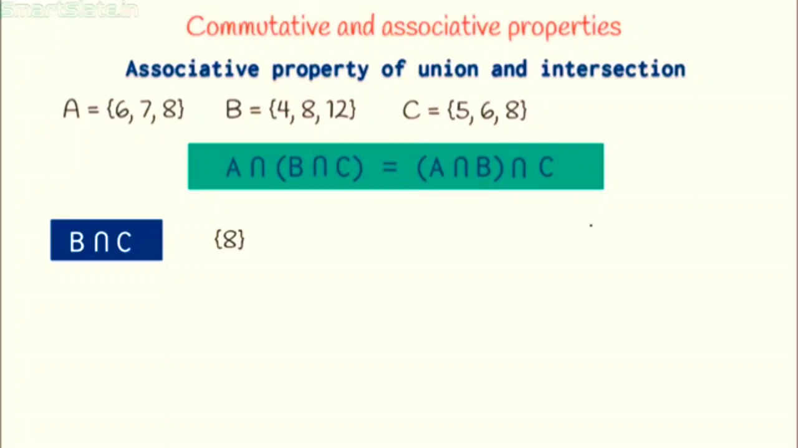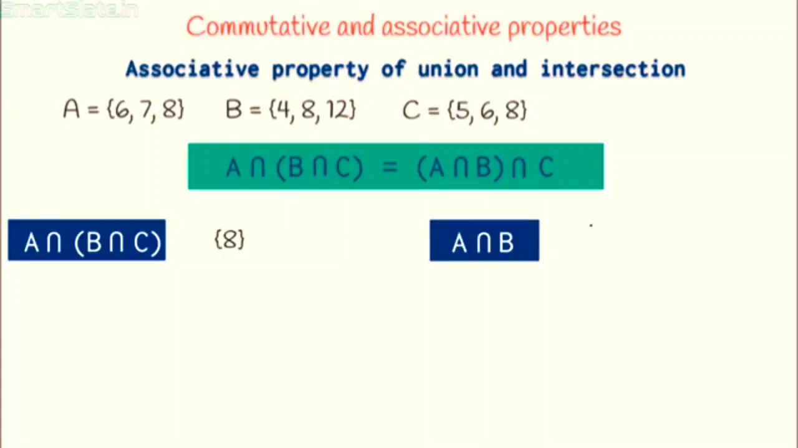First, the intersection of B and C is 8 because the only common element is 8 between these two sets. Again, the intersection of this set with A gives 8. Here also the common element is 8. Next, in the right hand side, A intersection B is also 8. Here also the common element is 8. Again, the intersection of A intersection B with C gives 8 as the answer.